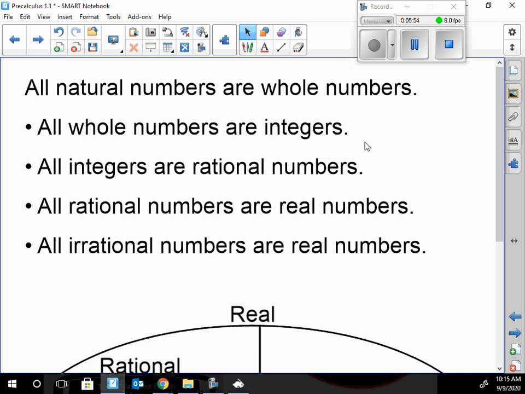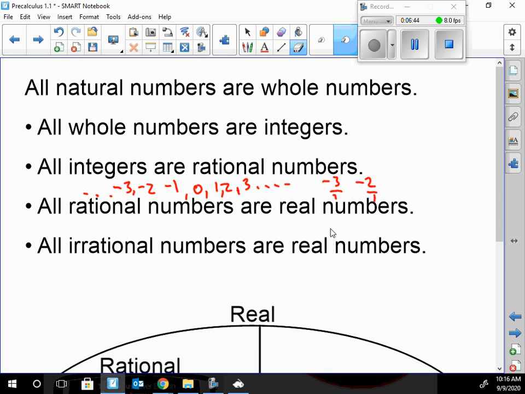Now, all these number sets are related to each other. All natural numbers are actually whole numbers. All whole numbers are integers, because the natural numbers are the whole numbers but not including 0. The whole numbers are the integers that don't include the negatives. The integers are all rational numbers. If I think about the integer set, that's -3, -2, -1, going on forever in this direction, and then 0, 1, 2, 3, and going on forever in this direction. Those can all be expressed as fractions, -3/1, -2/1, and so on.